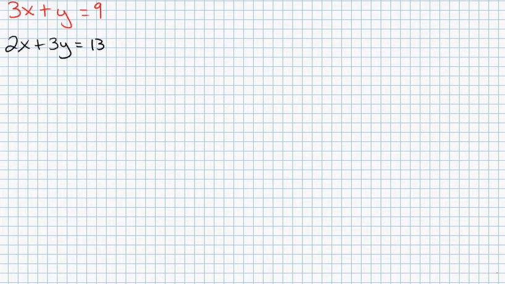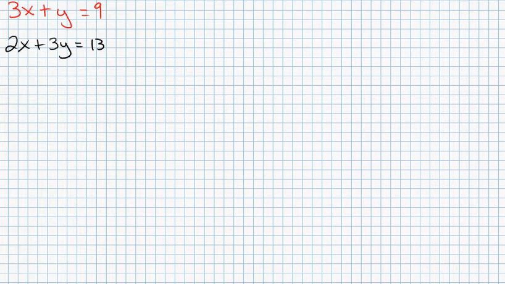Alright, in this example here, we have a system of equations that we're going to try to find a solution for by graphing. By solving this using the graphing method, we want to graph both lines and look for their intersection. And that intersection will tell us that that solution satisfies both equations. So I'm going to work with this first equation that I have here in red, the 3x plus y equals 9. I want to graph that.